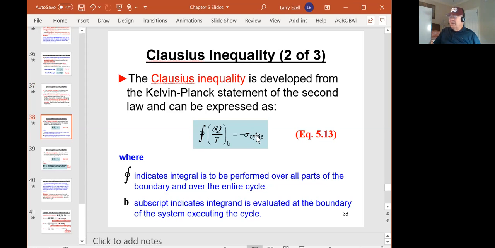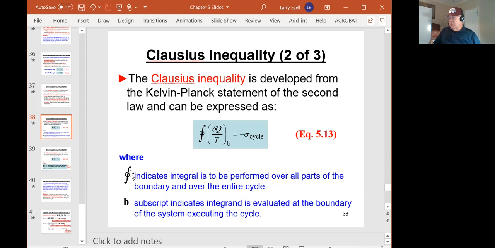And I know negative sigma of the cycle, it's sort of squirrely seeing that negative over there. Why didn't they put the plus sigma and say greater than or equal to 0? I don't know. I didn't develop this. I probably messed it up.